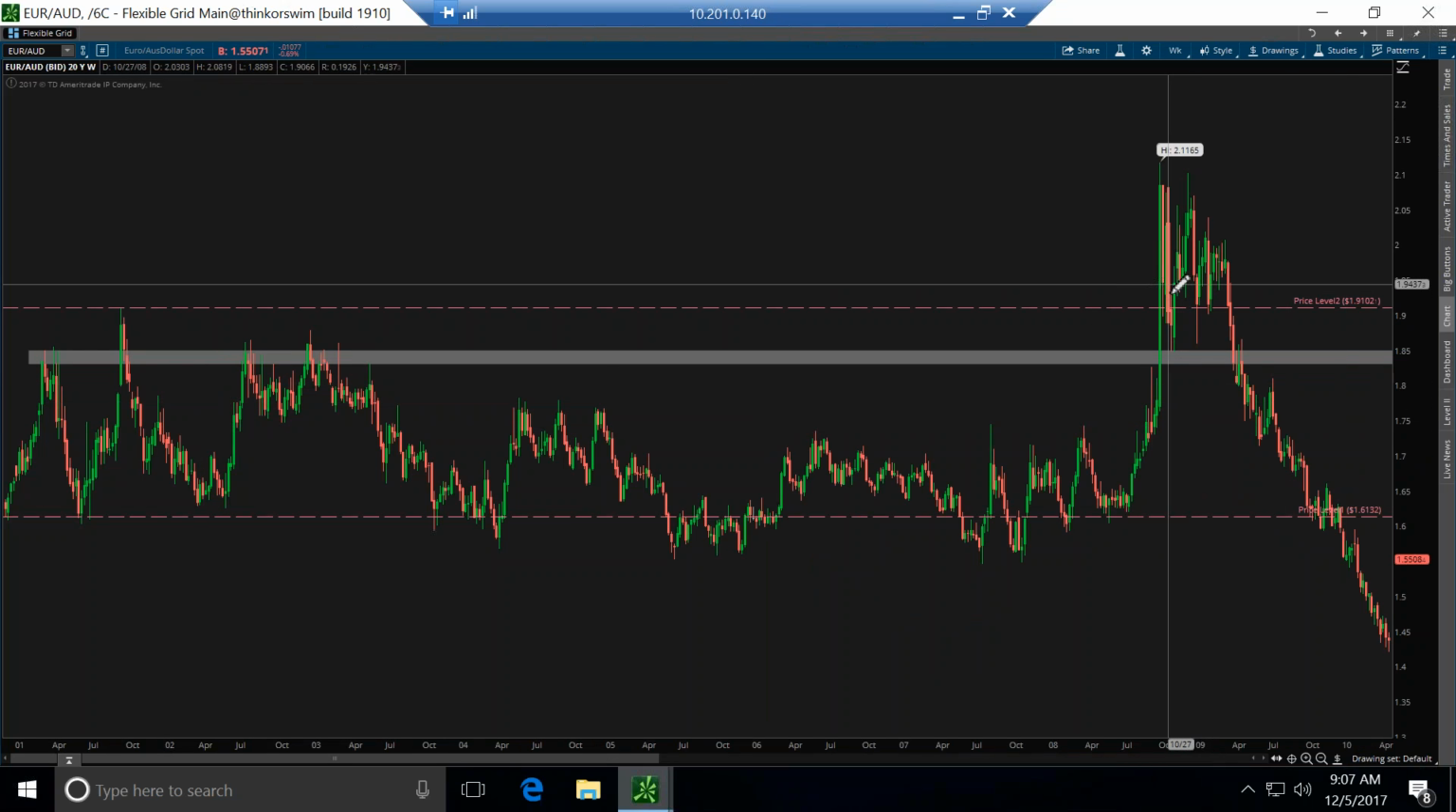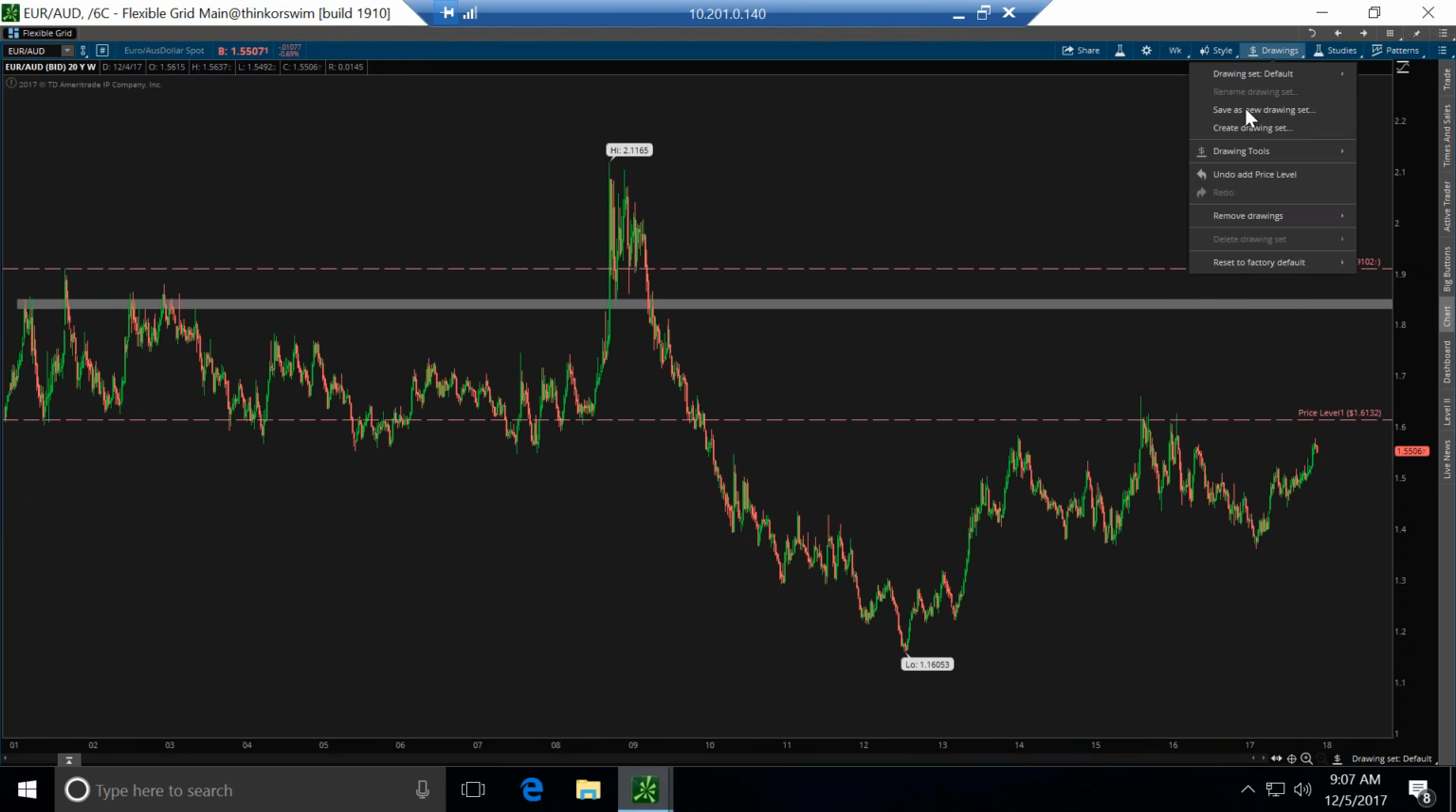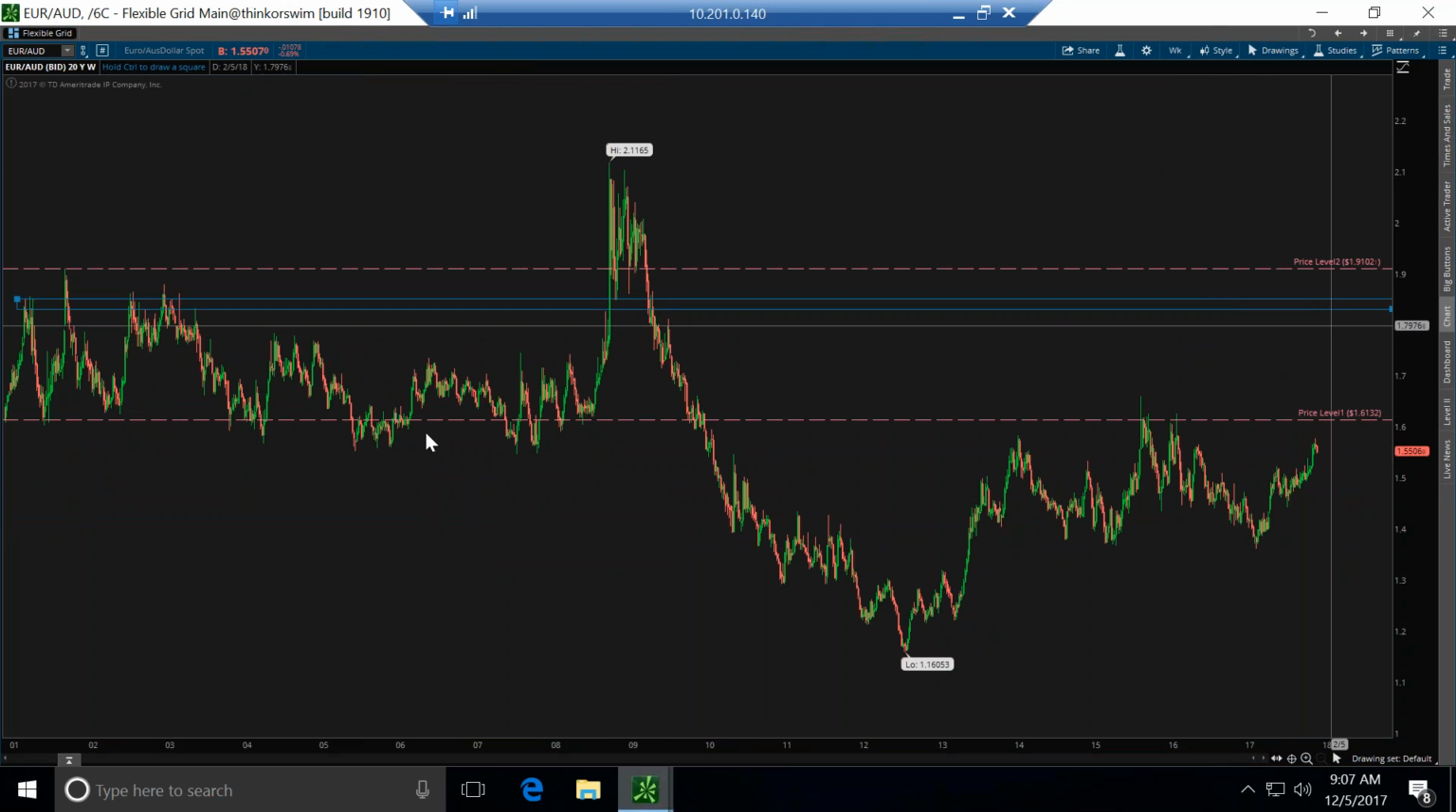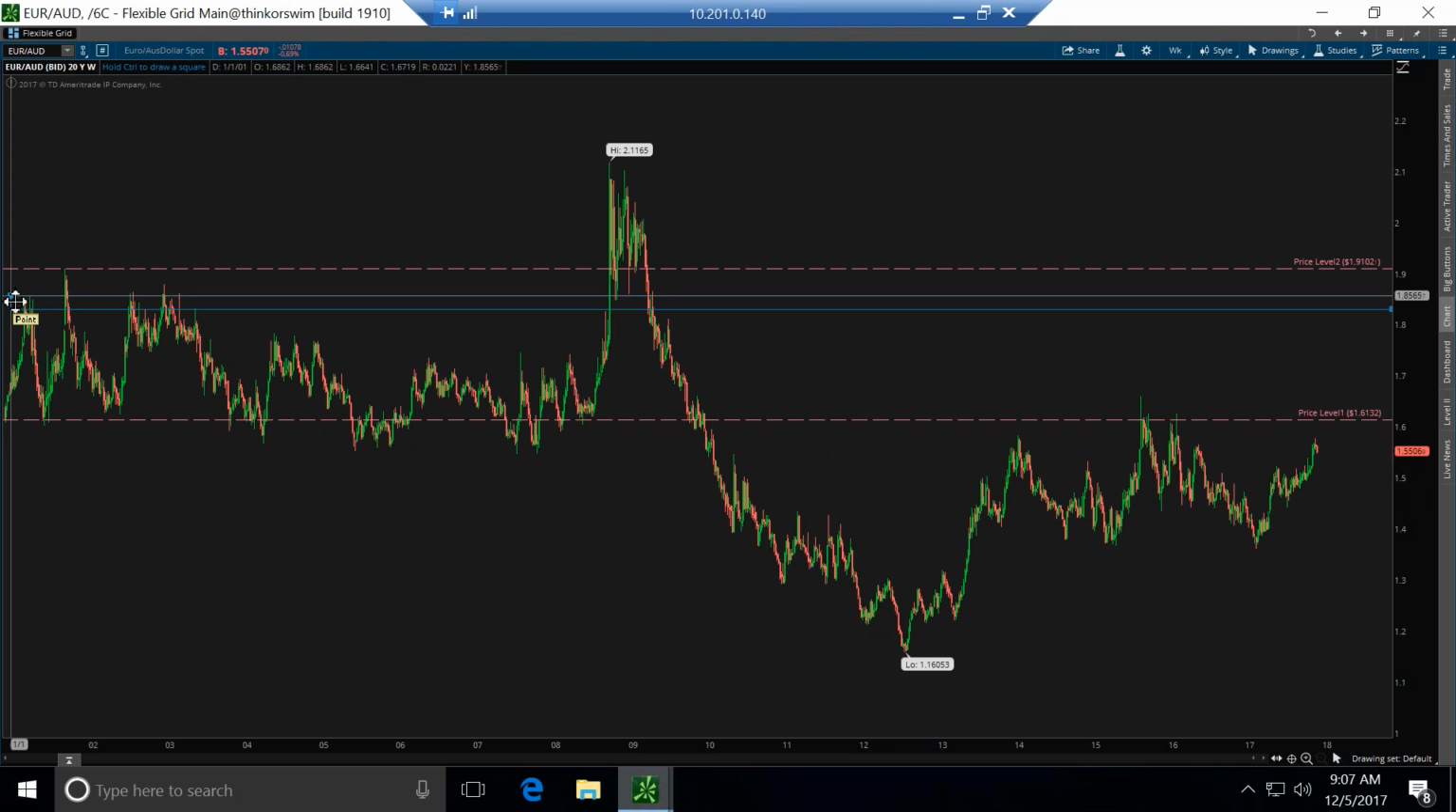Now, actually, I can move that zone up a little bit to the top of that wick, and all I'm going to be doing is just making sure that I'm inclusive of everything in this little 3-wick span over on the left-hand side.